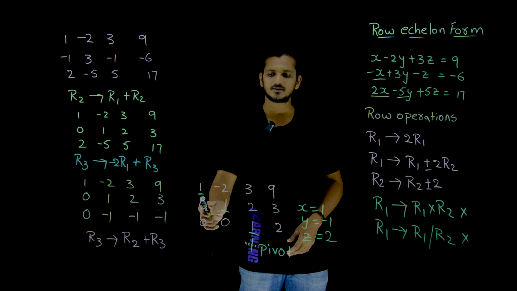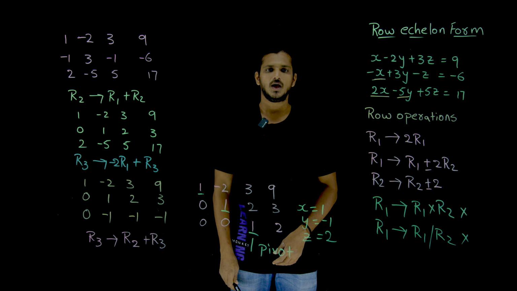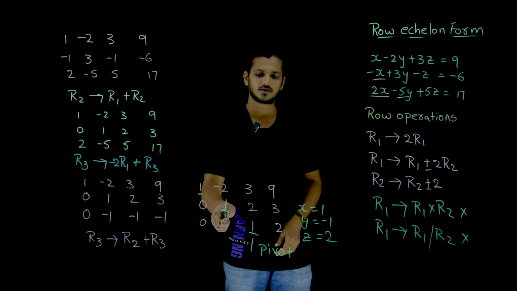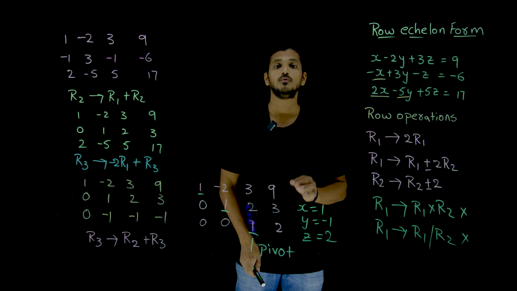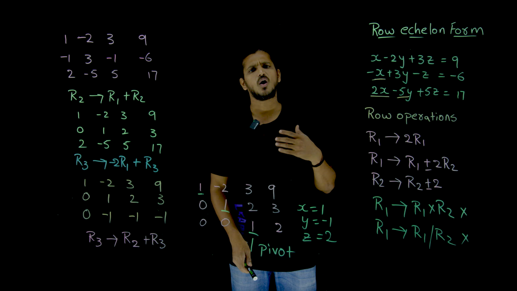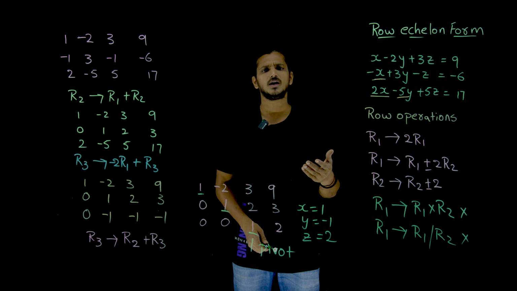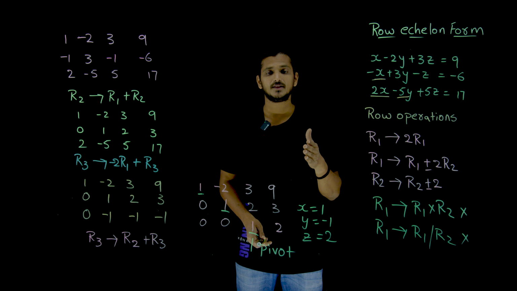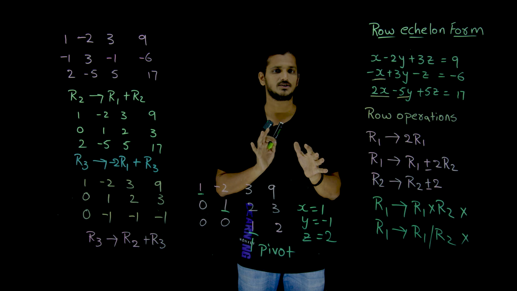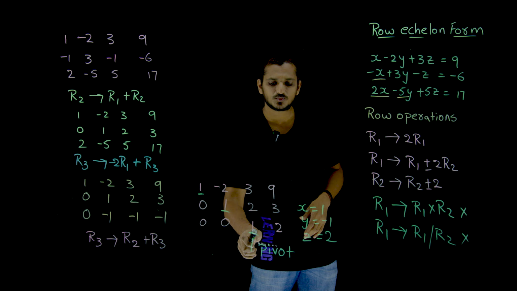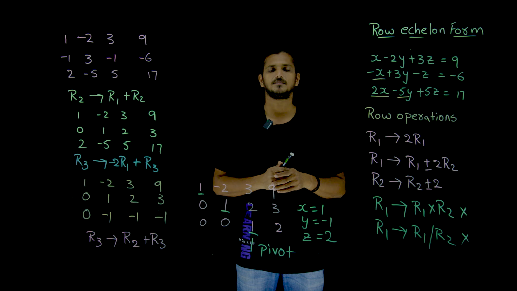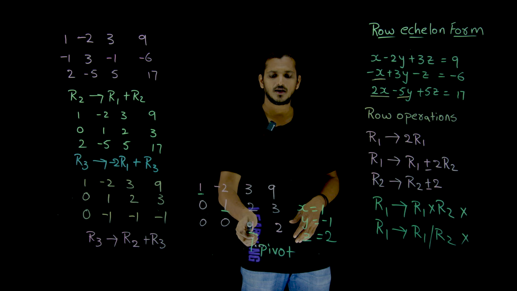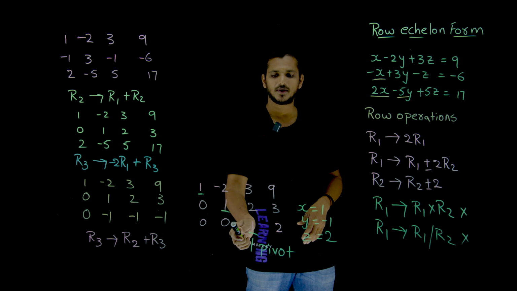In this we made it 0, 0, 0. And these diagonal terms, we call them pivot elements. In which way we are going to use these pivot elements, we are going to understand in our coming classes. As of now, just remember these diagonal elements are called pivot elements. So now it is in row echelon form.